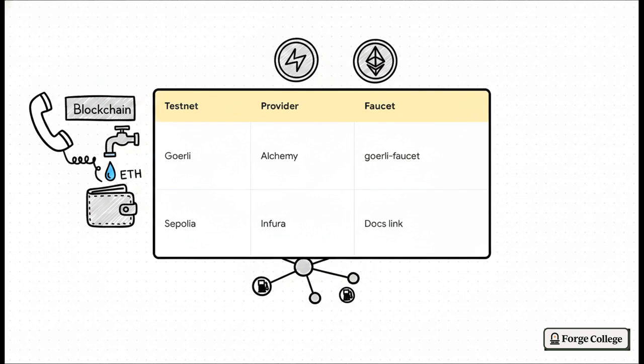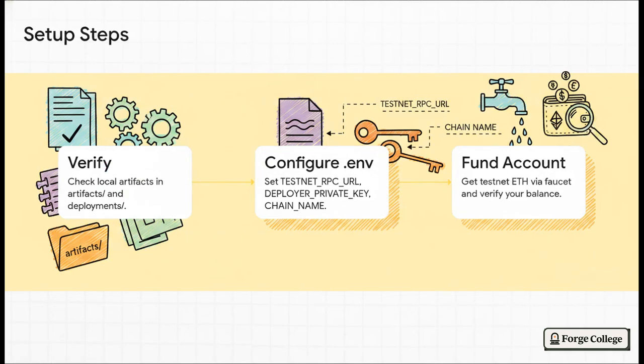Second, you need a faucet. Now, a faucet is basically a service that drips a small amount of testnet ETH directly into your wallet. You need this so you have the fake gas money required to actually pay for your deployment transactions. Let's quickly walk through the 3 vital backstage setup steps to get this whole thing working.